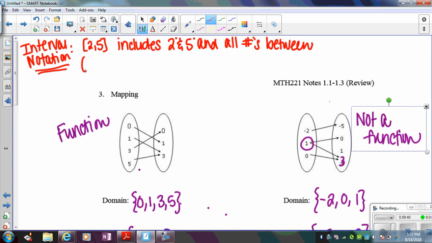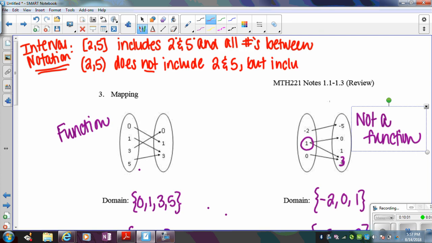Versus if I write it like this, 2 comma 5 with parentheses, this does not include 2 and 5, but it does include all numbers between.